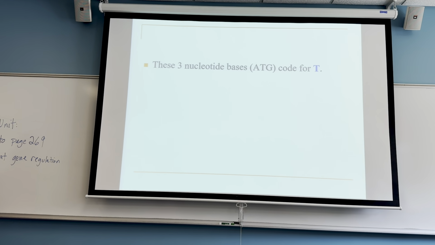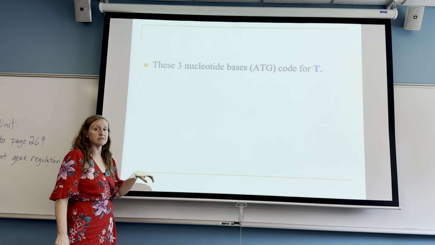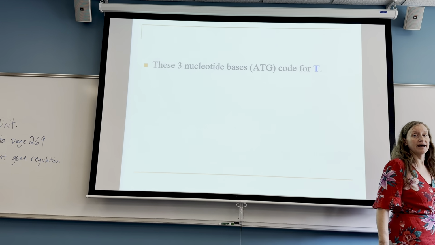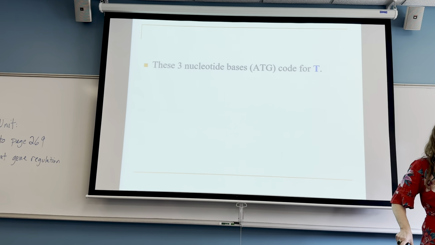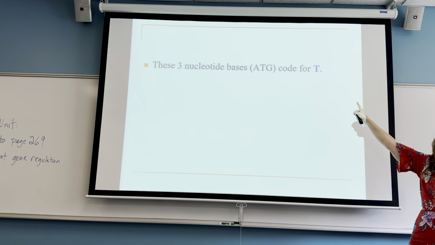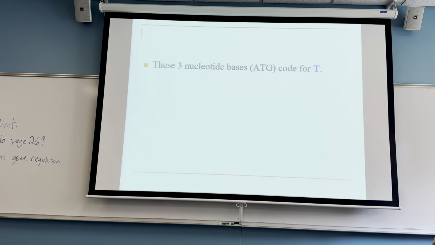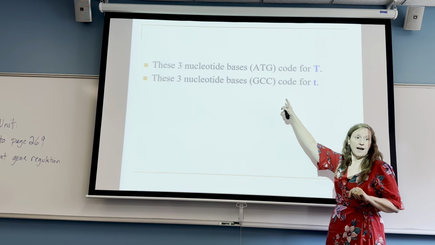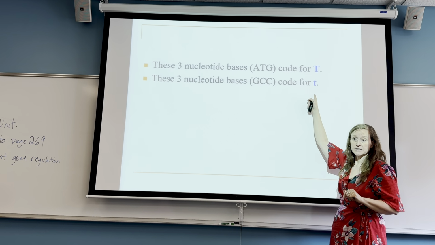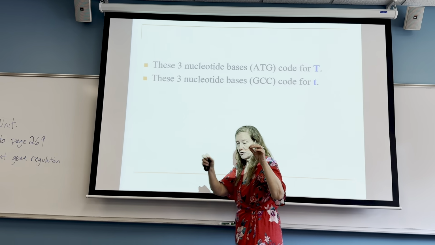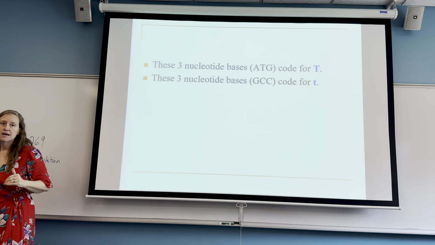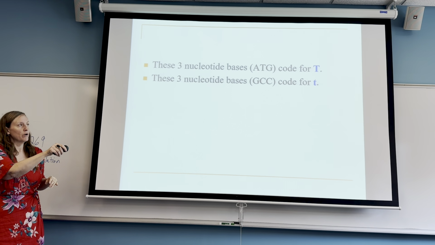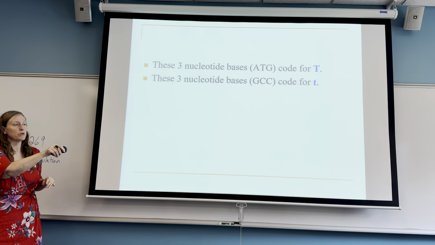So let's say that every three nucleotide bases, an A followed by a T, followed by a G, represents at that gene locus, the gene location. When you see an ATG, it represents a capital T. When you have GCC at that gene location, it represents a little t. So what people do is they study strands of DNA and they see repeating things, and they figure out this puzzle of when you have these 3 in a row, it means this, and when you have those 3 in a row, it means that.